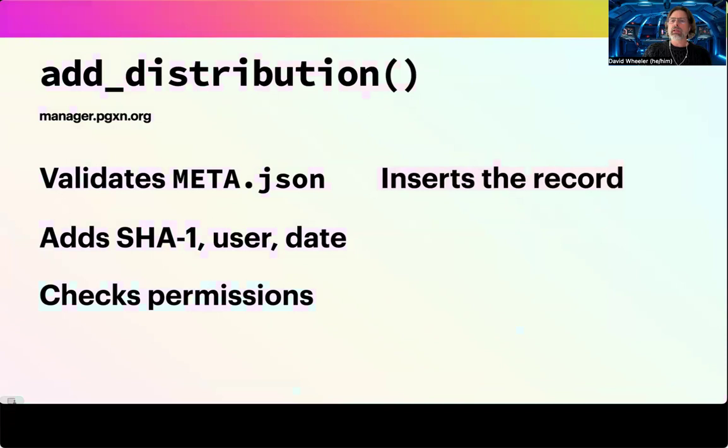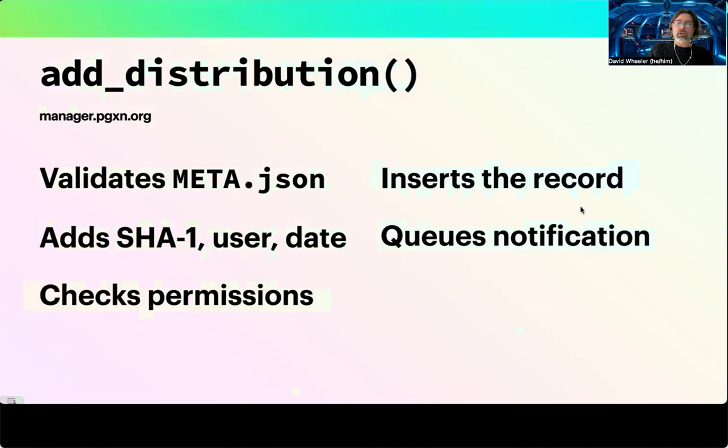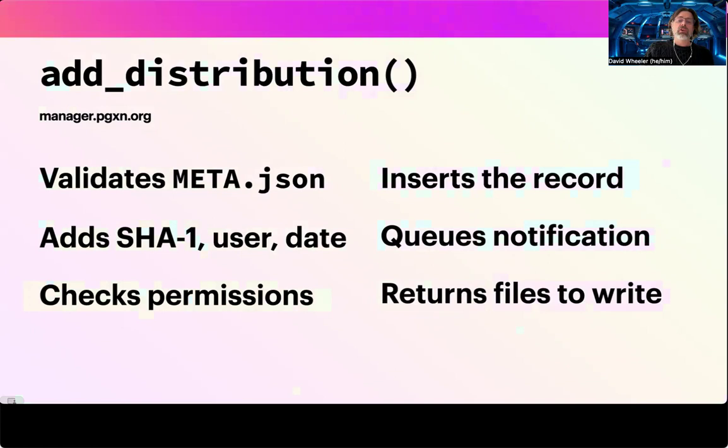It inserts the record in the database that has a trigger on it that queues a notification message using listen notify in Postgres. And then it returns the files to write. This function here, and all the functions it depends on in the database, is where almost all the business logic is. It knows what all things need to be updated for the system.